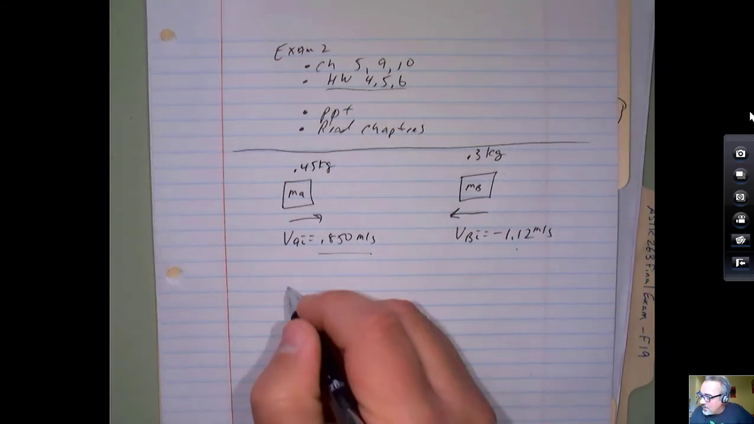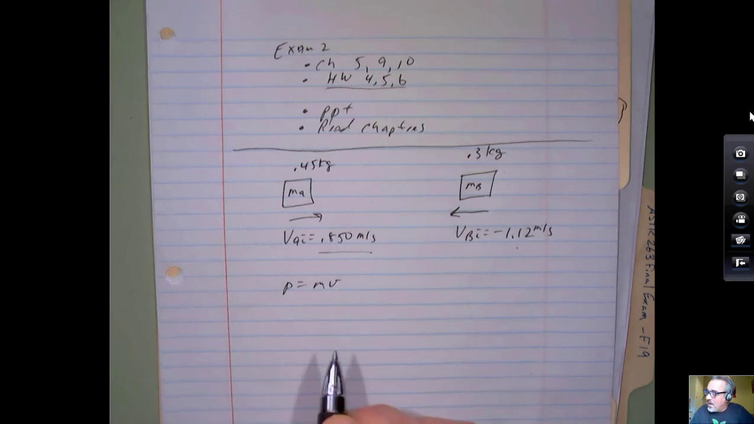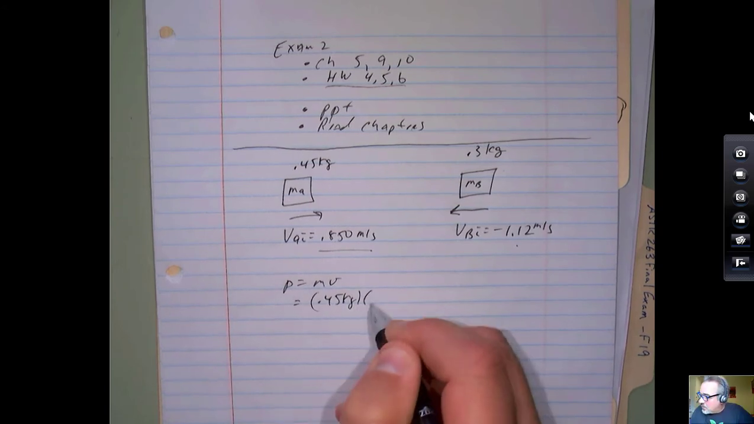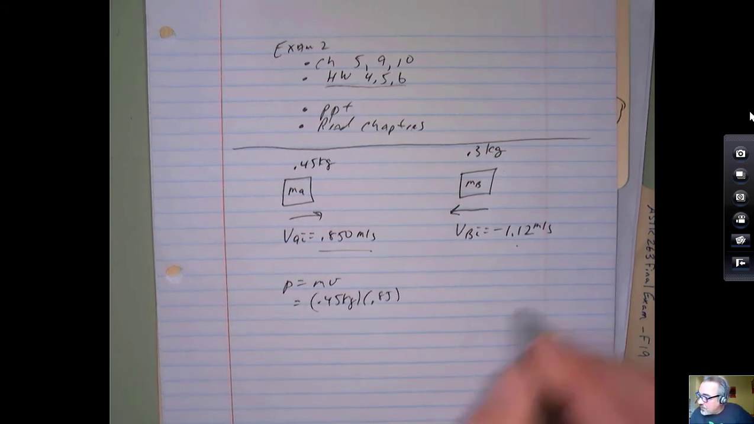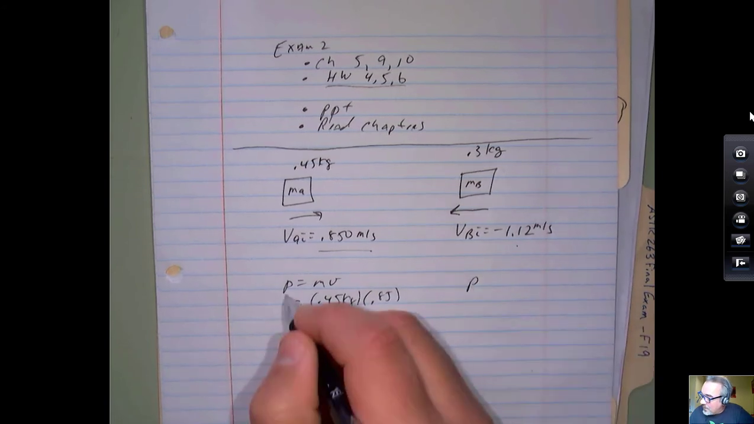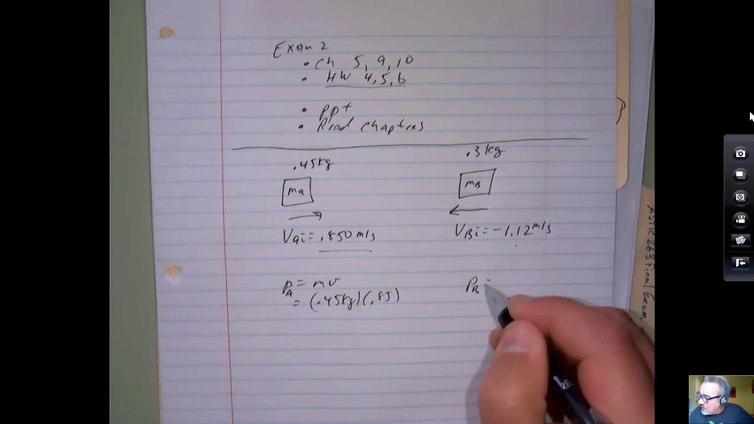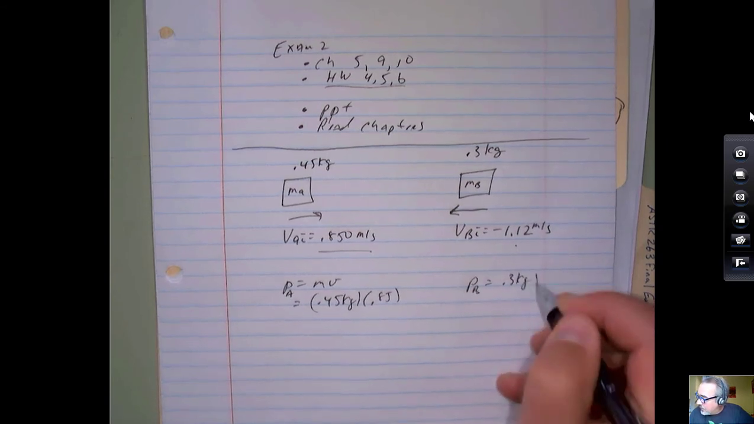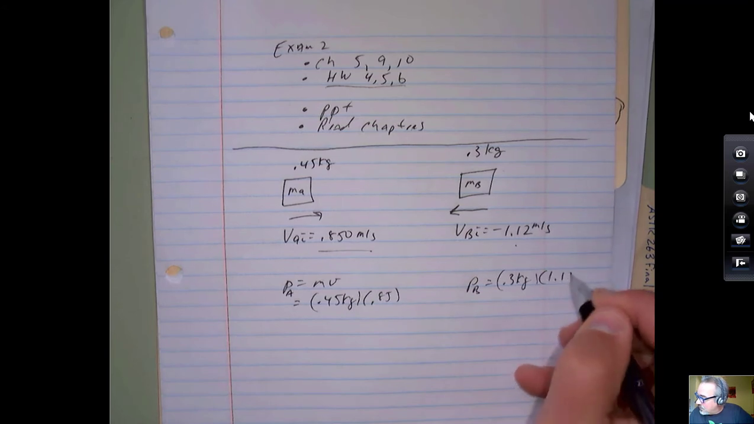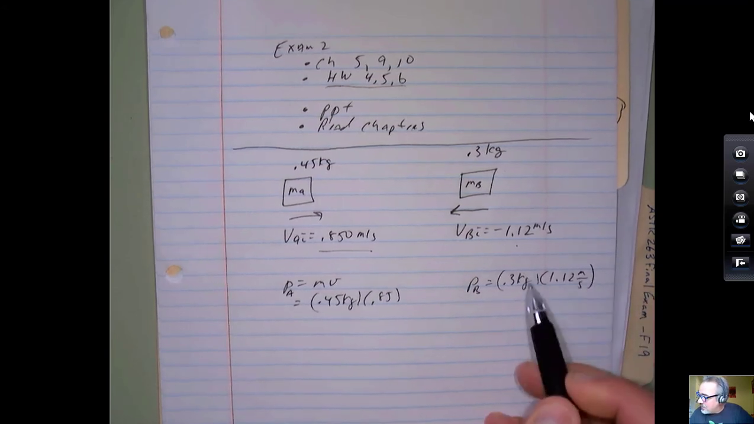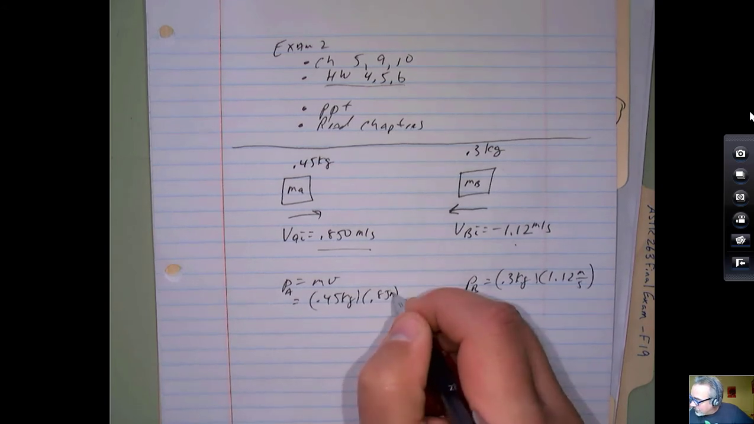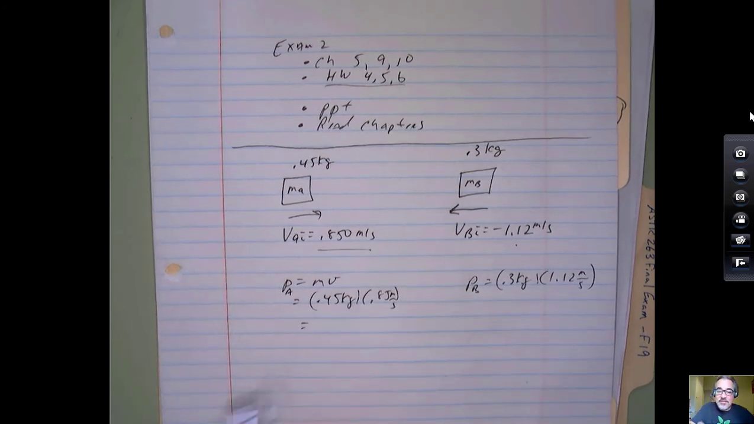So remember, momentum in general is mass times velocity. So this one over here would be 0.45 kilograms times 0.85. This is to the right. This one's momentum, maybe I'll call that A actually. And this one is the same thing, mass times velocity. So we've got 0.3 kilograms and then 1.12 meters per second. And notice I put this into kilograms. Okay, so let's actually multiply this together.